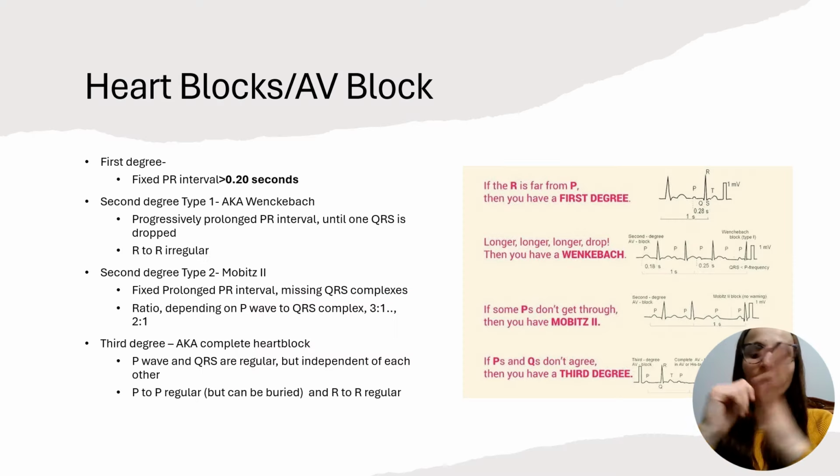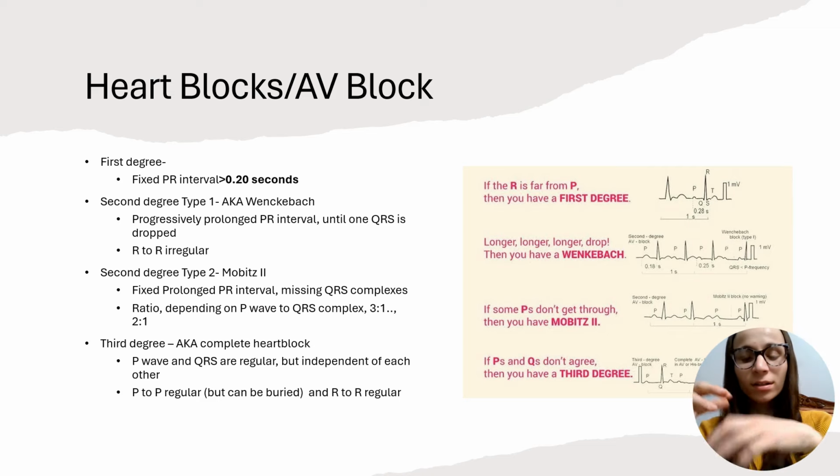Okay, so those are all the basic rhythms. Now we're going to go on to other stuff like heart blocks, ventricular hypertrophy, and how you identify that on an EKG. So here we're going to be talking about heart blocks. I know there are a lot of songs and mnemonics and poems about the heart blocks, but heart block is basically when there's a disruption or a delay in the electrical signal that controls the heartbeat as it moves through the electrical pathway.